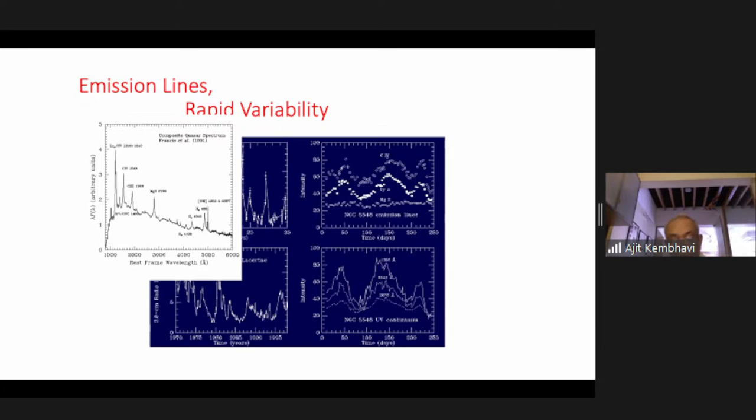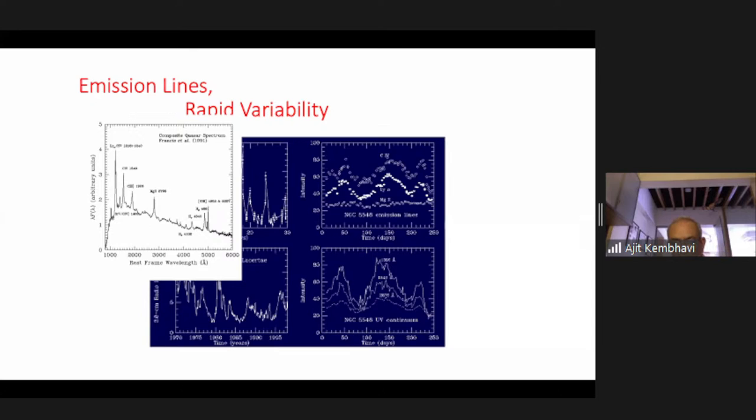It means a small radius for the object, because if it is an object like a galaxy, where light takes 100,000 years to go from one end of the galaxy to the other end, then it couldn't have rapid variability. Rapid variability essentially means that the object which is varying has got very, very small size.